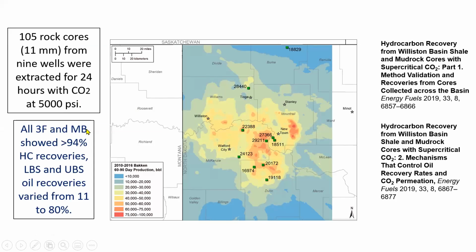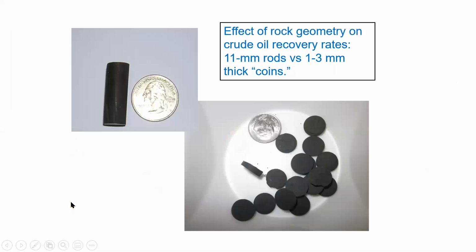Basically, with these 11 millimeter rods, for all the Three Forks and Middle Bakken, you get essentially quantitative recovery with 24 hours exposure of CO2. The shales range from a low of 11% to 80% for these 11 millimeter rods. Rock geometry, of course, matters; surface area is huge. We're dissolving stuff out of the rock. The CO2 has to get in. The oil has to dissolve and diffuse out. So surface area is a big factor.